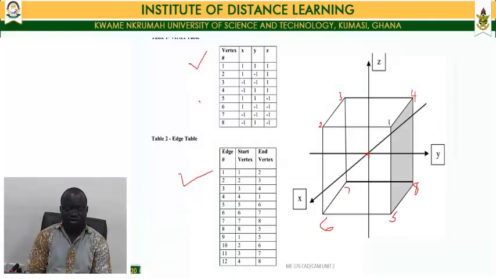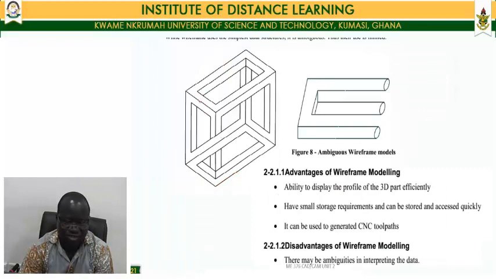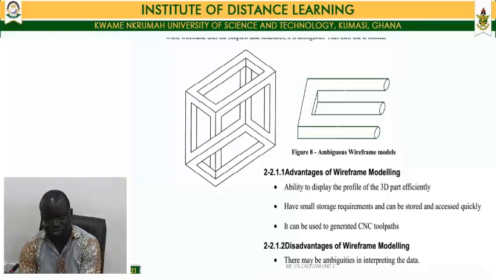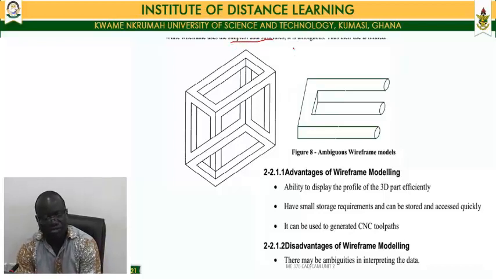We move on to also look at some features of the wireframe. Now, wireframe also uses what we call simple data structures, but wireframe can be ambiguous. The data structure that we're talking about is simply the vertex table and an edge table. Once you can generate this, you can create the model.